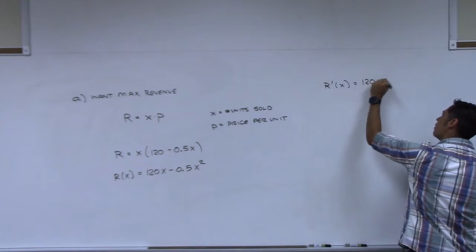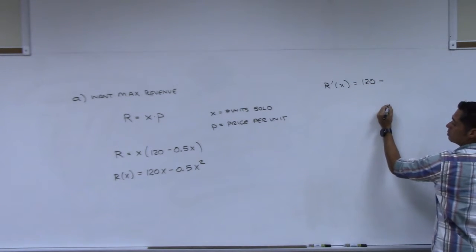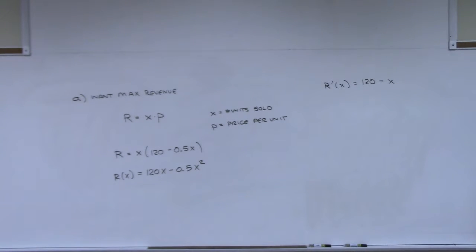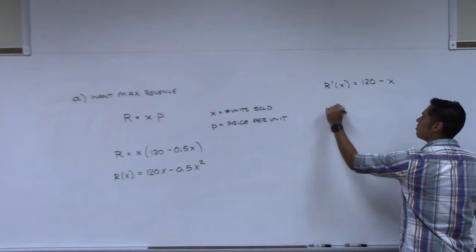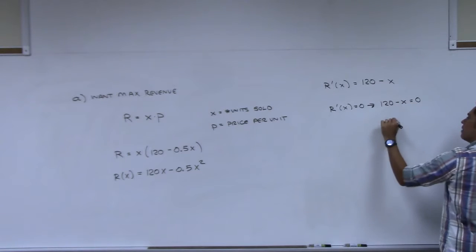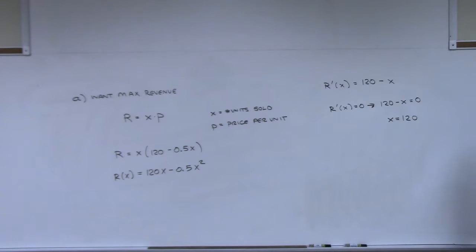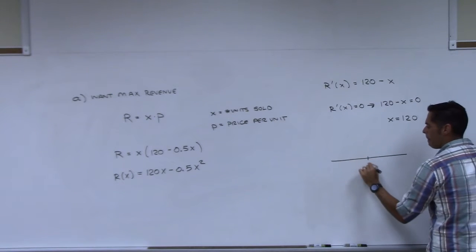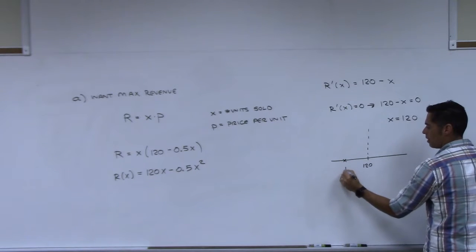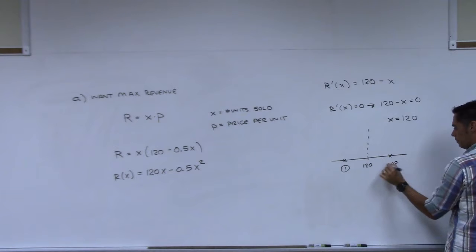120 minus x. Set that to 0. And you get a pretty nice answer, right? 120, x is 120. Number line, test points. I'll plug in 1, I'll plug in 200.